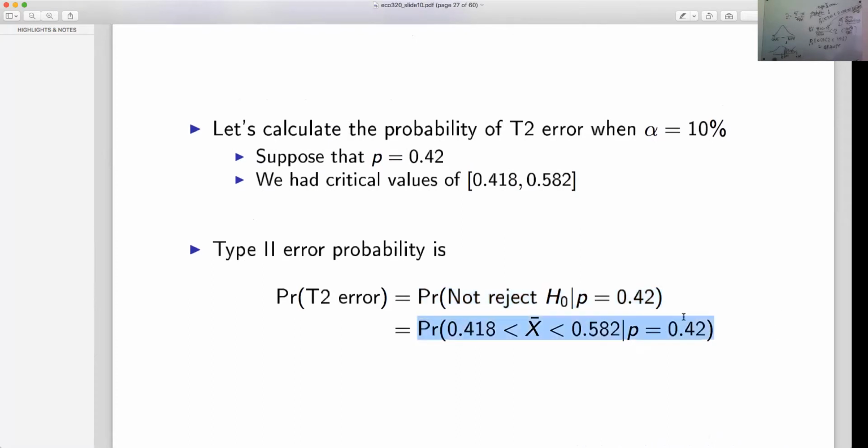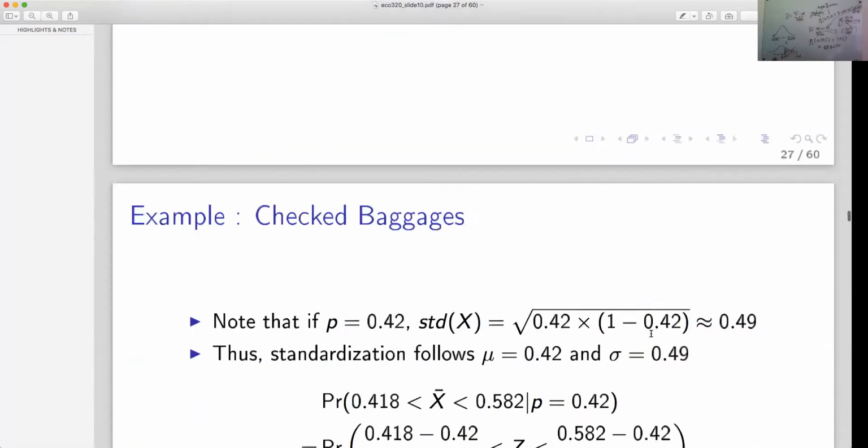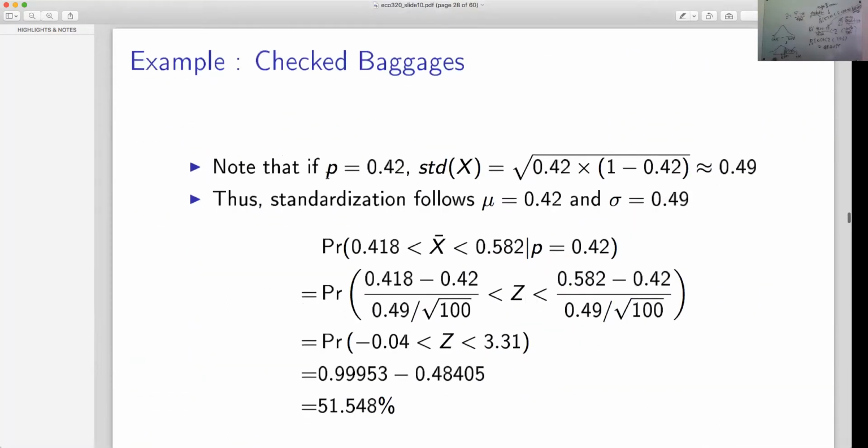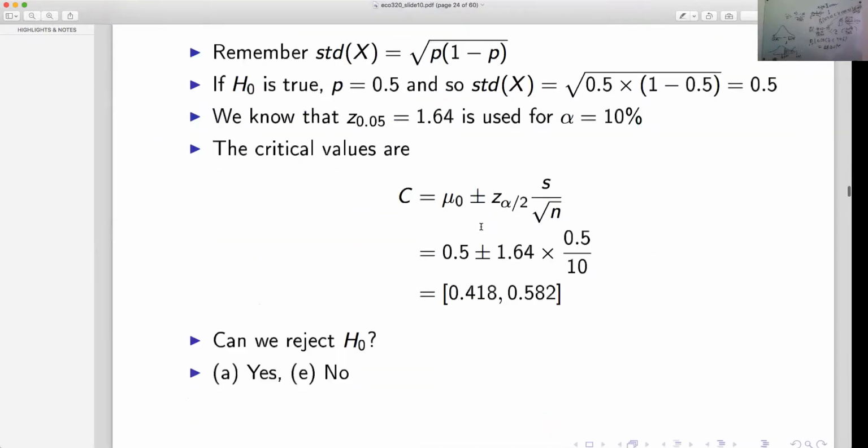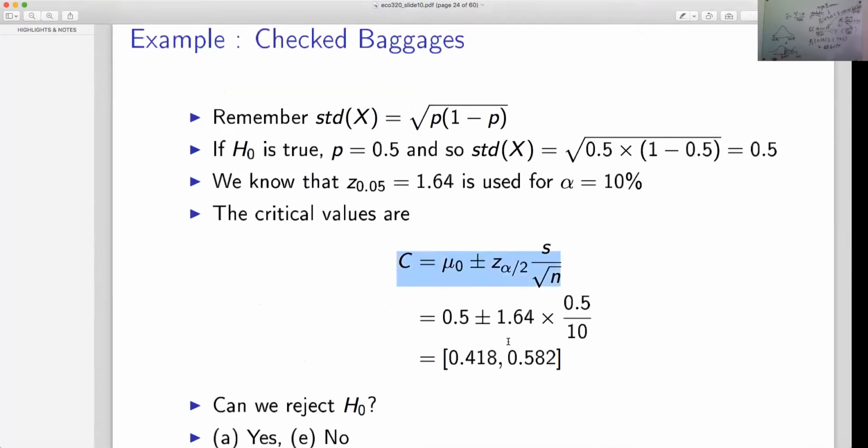So not rejecting is as long as X bar is between that, you don't reject. Conditioning on this, we know the standard deviation has now changed to 0.49 because this is the p equal 0.42. We are looking for a conditional statement. Conditioning on p equal 0.42, now our standard deviation changed. Previously, we didn't have any conditional statement over here. We just had this one, right?